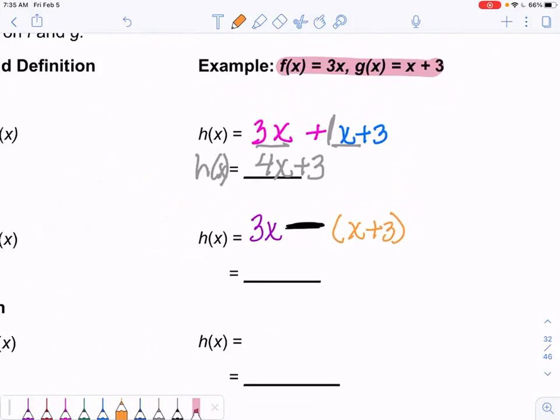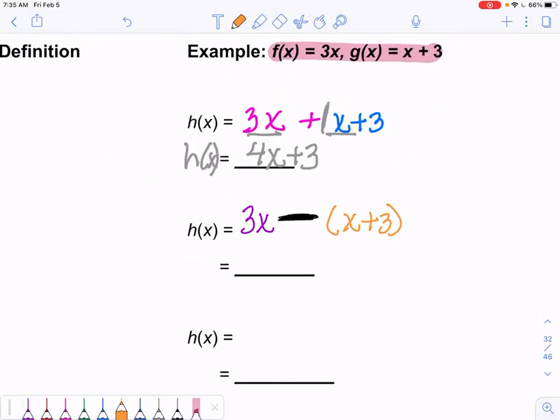That x plus 3 is a quantity. It's grouped together, and both of those terms make the function g of x. When you subtract, you have to subtract the entire function, not just the first term of the function. So we're subtracting all of g of x. So Jaden, what does that mean if I'm subtracting all of g of x? Exactly. So you have to subtract both x and the 3.